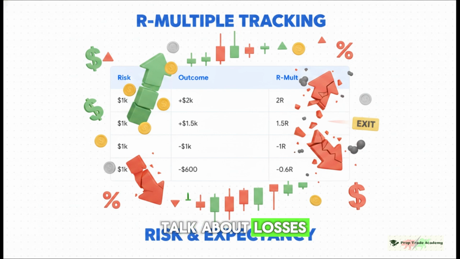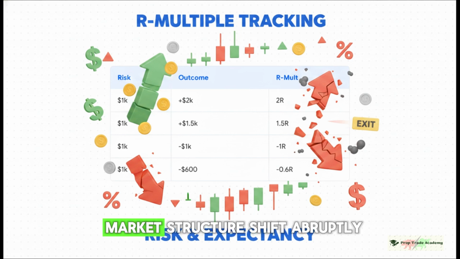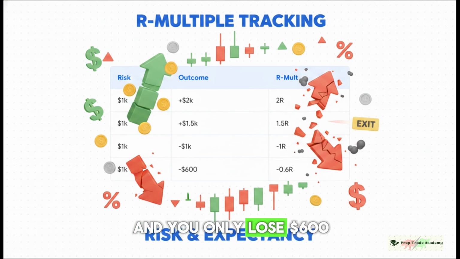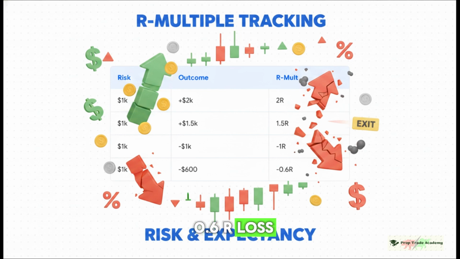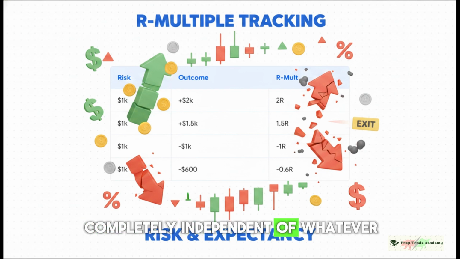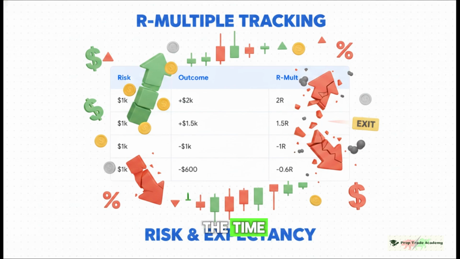Now let's talk about losses because they happen to all of us. A standard full loss happens when you risk $1,000, your stop hits, and you lose that $1,000. That goes down as a negative 1R loss. But consider a situation where you risk $1,000, but you exit early. Maybe you saw the market structure shift abruptly, and you only lose $600. Because you lost a fraction of your initial risk, that goes into your journal as a negative 0.6R loss. See how this works? It proves that R multiples precisely track exactly what happened on the chart, completely independent of whatever account size you happen to be trading at the time.